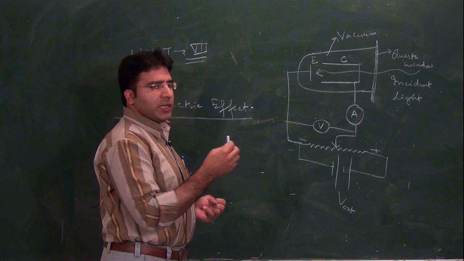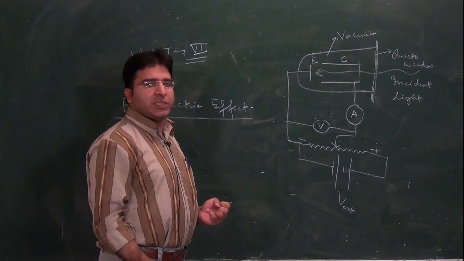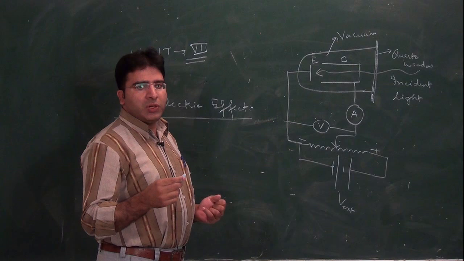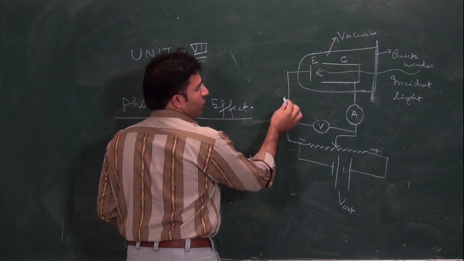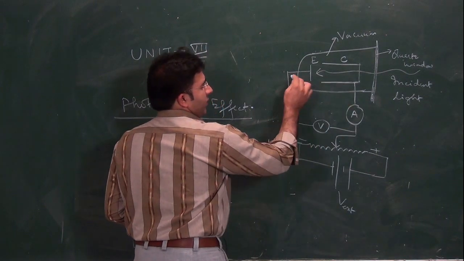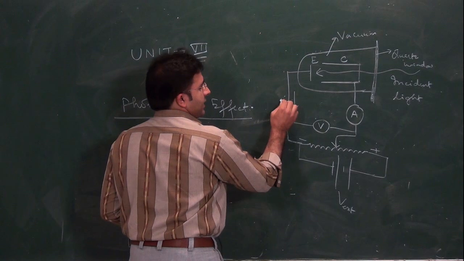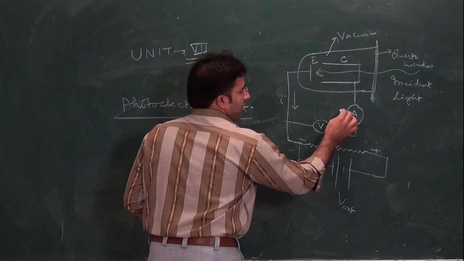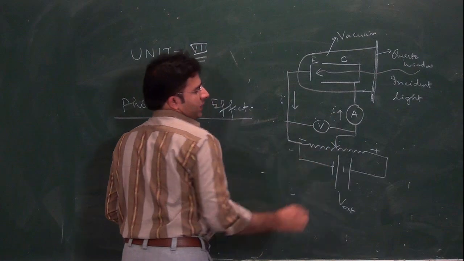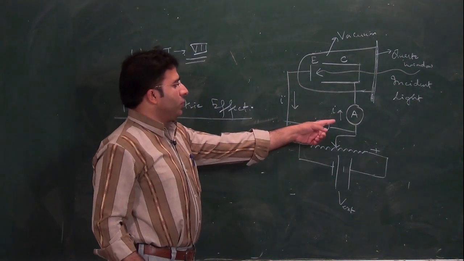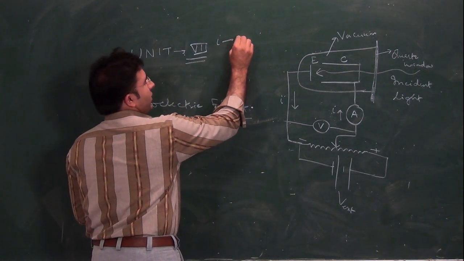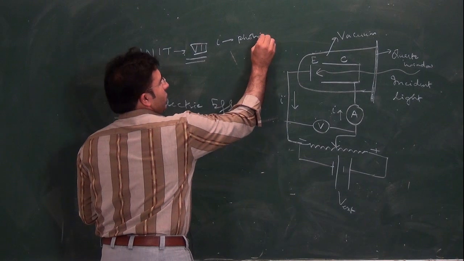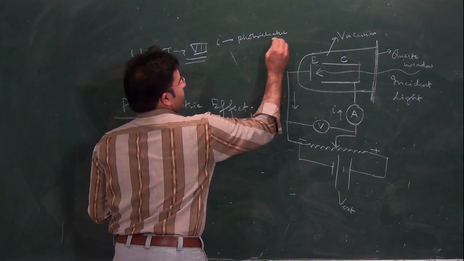Now we know the direction of conventional current is opposite to the direction of flow of electrons. That means if electrons are flowing in this loop this way, conventional current will be going in the opposite sense like this. This current will be measured by the ammeter which is connected in the loop. This current we call photoelectric current. So I here is our photoelectric current.